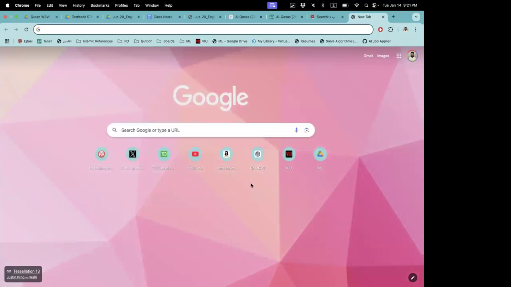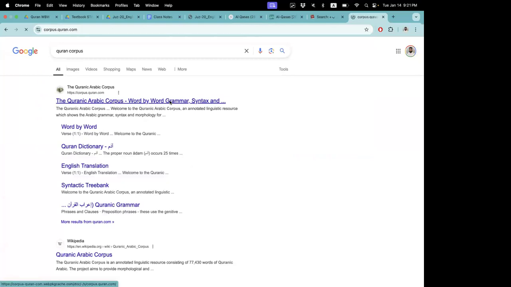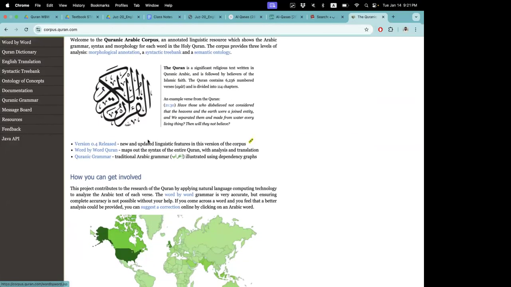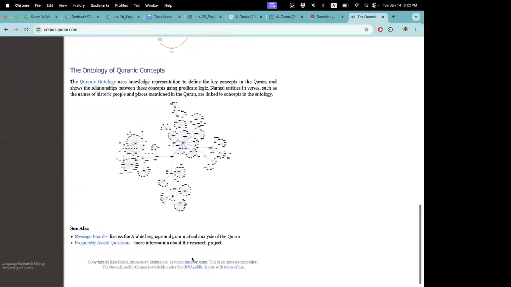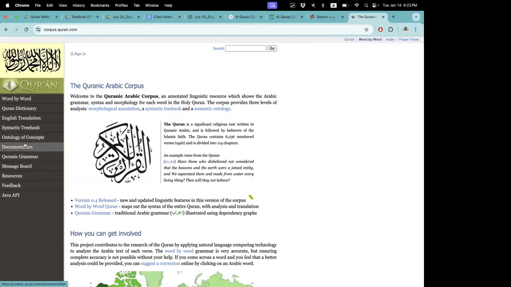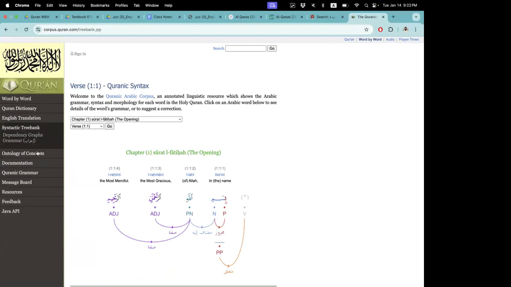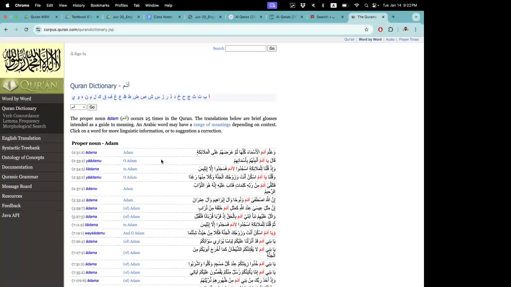Come on. Quran Corpus. So Quran Corpus, guys, I think these are folks who made the first version of the script that was used by Quran.com, and then every other site and every other app afterwards. So they have this thing called syntactic. Where is it? Translation dictionary, Quran dictionary. There, right?